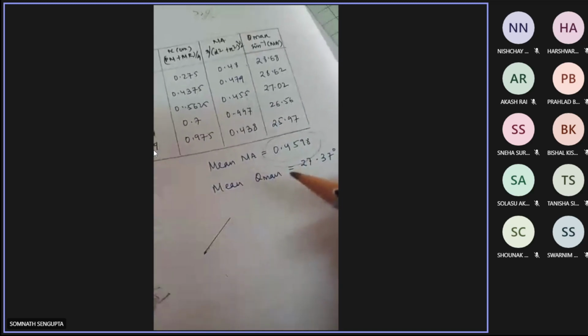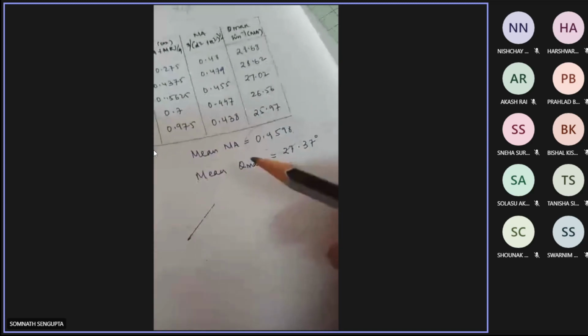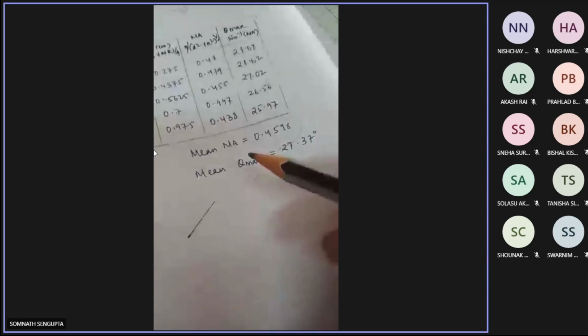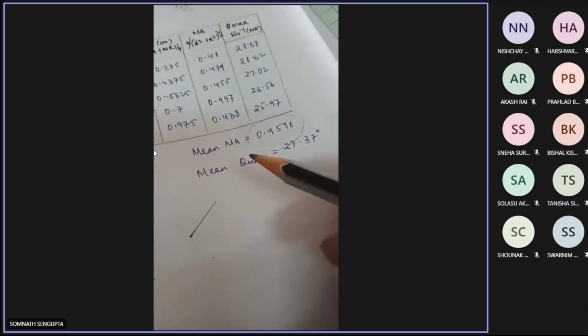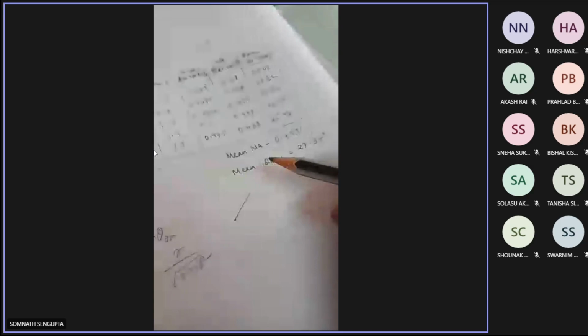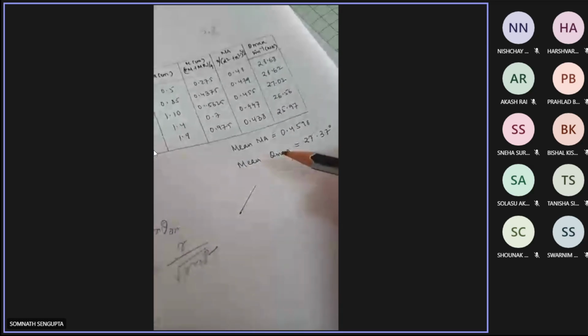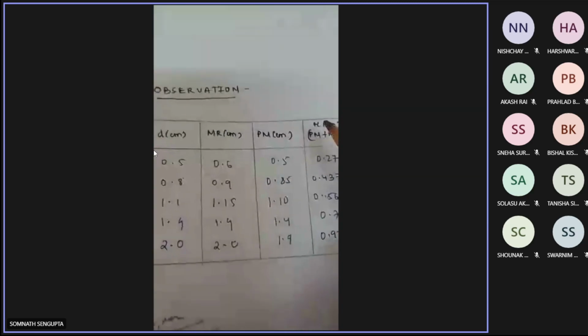So it is coming near about 0.45, or it should be slightly higher than that. Okay, because it's generally coming less than 0.5, 0.48 or something like that. So it is okay, no issue. Anyhow, it should be within 0.45 to 0.5. So you just note down the readings.